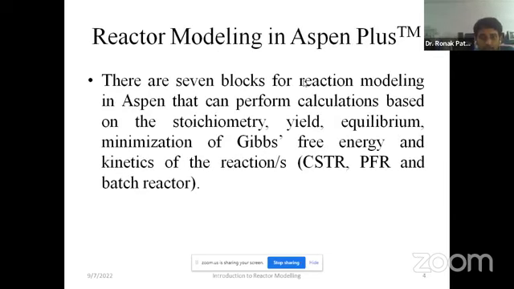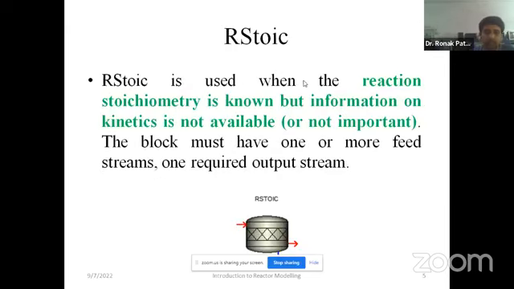What we are going to cover, starting with the introduction to reactor modules, which are based on the stoichiometry, yield, equilibrium, minimization of Gibbs free energy, and kinetics of reactions, which is CSTR, PFR, and batch reactor. Starting with the first reactor module, which is the RStoic module.